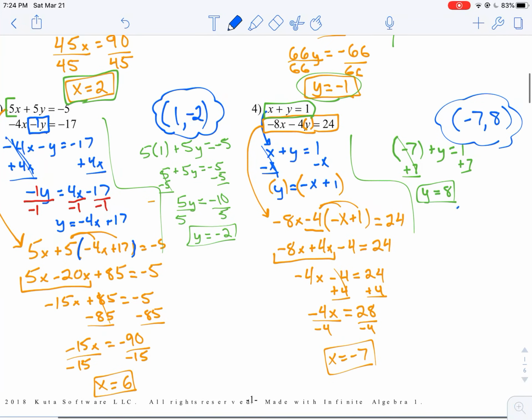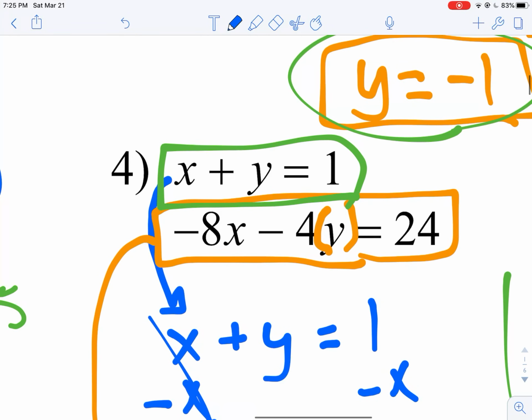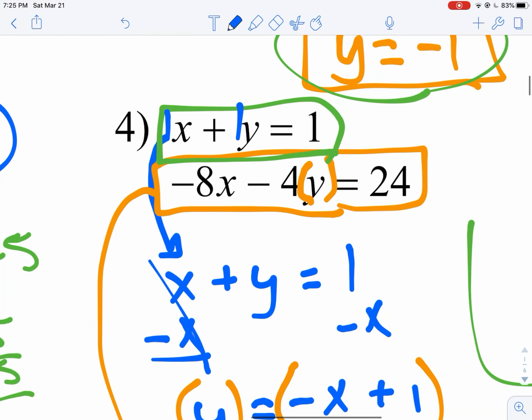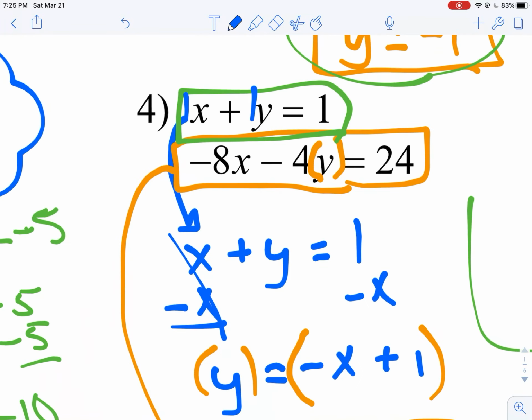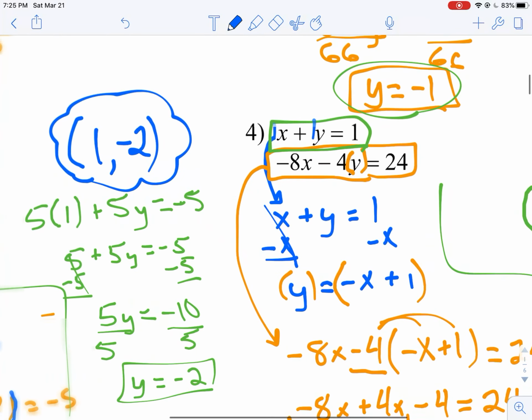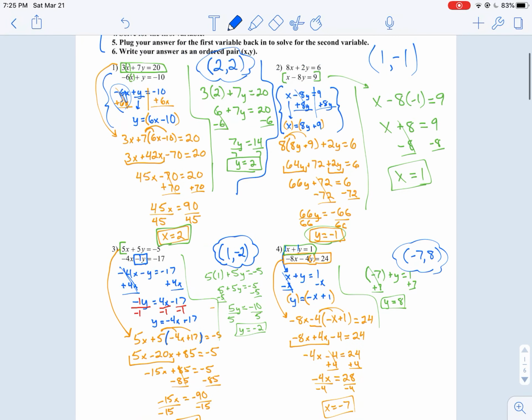And 4, nothing particularly special about 4. It just so happened if you look at the top one in 4, there's an x and a y that both have a coefficient of 1. You just get to choose one. I think I chose y. I chose to solve for y. You could have chosen to solve for x. It wouldn't have mattered. Either one. I chose to get y equals negative x plus 1. You could have chosen to get x. And I just chose y. And that's pretty much it.